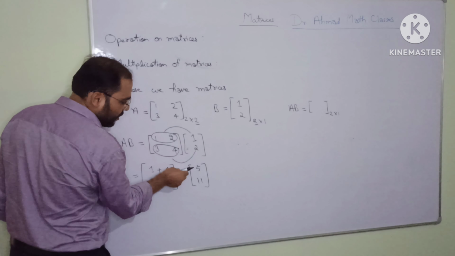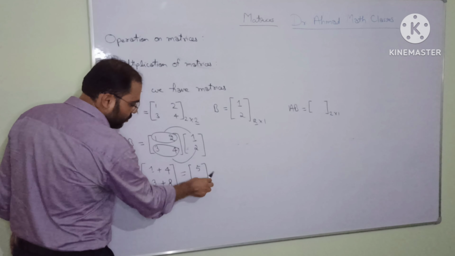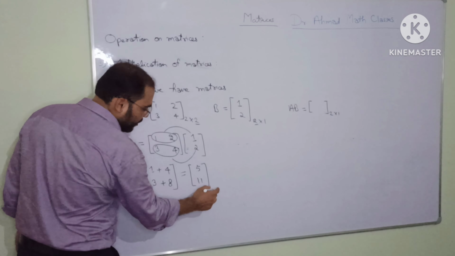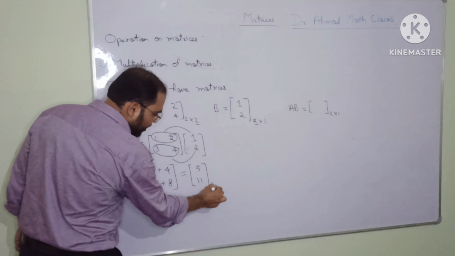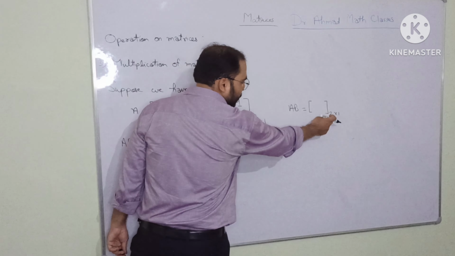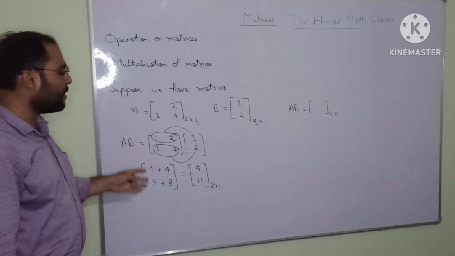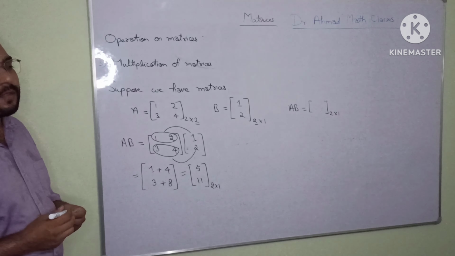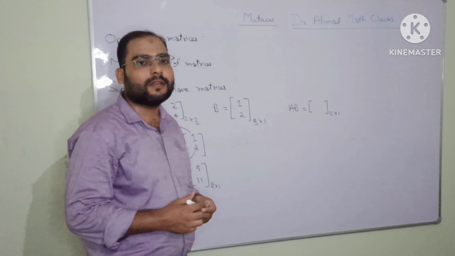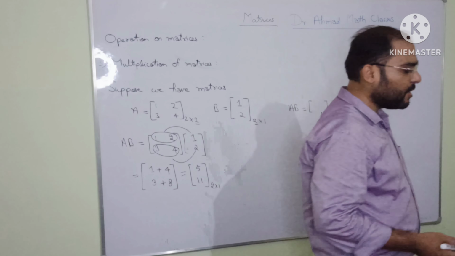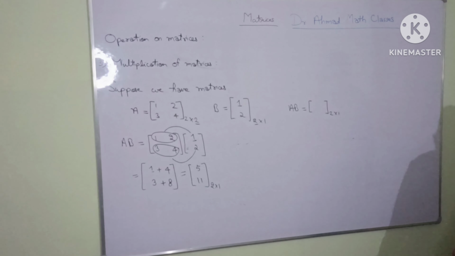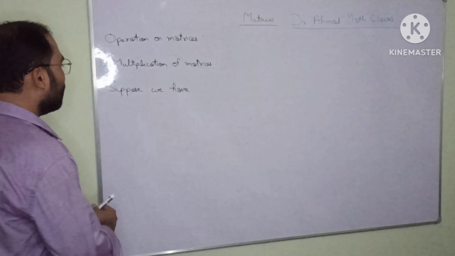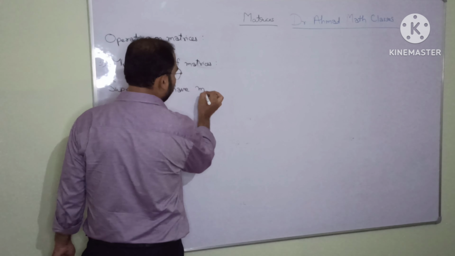Its order is, here the number of rows are 1, 2 and the number of columns is only 1. So the order is 2 by 1, what I have told you earlier. So in this way we will multiply two matrices. Now I have taken another example in which the order of the two matrices is the same. Okay, suppose we have matrices.